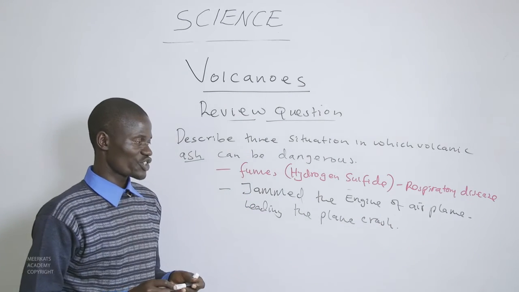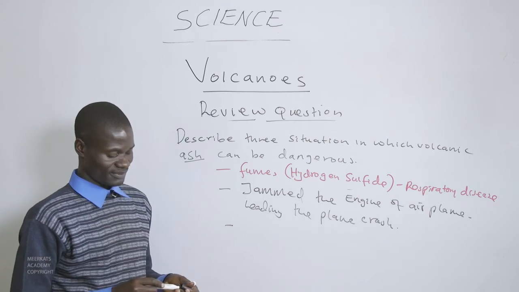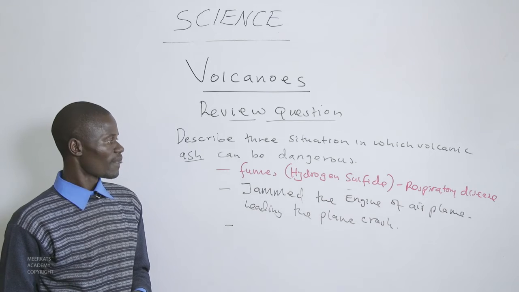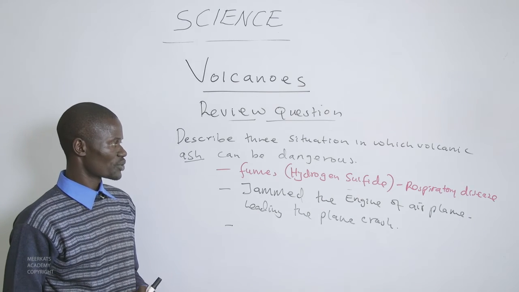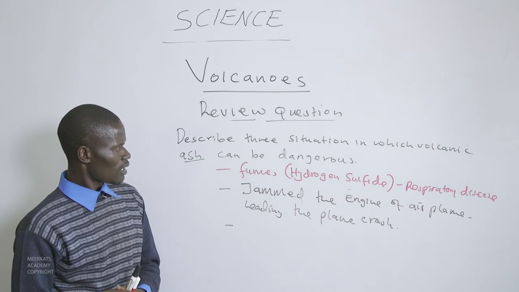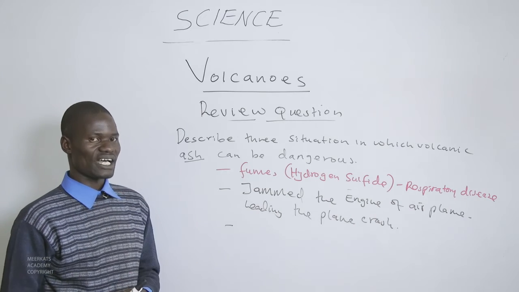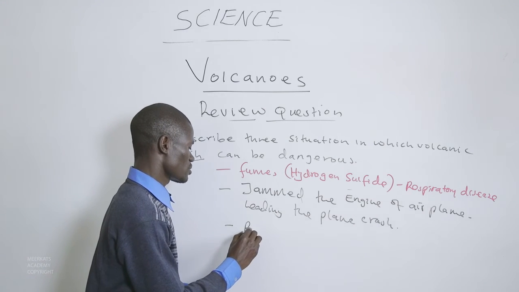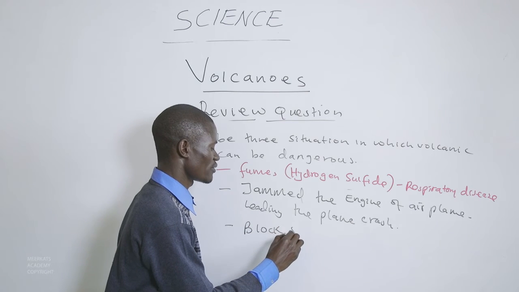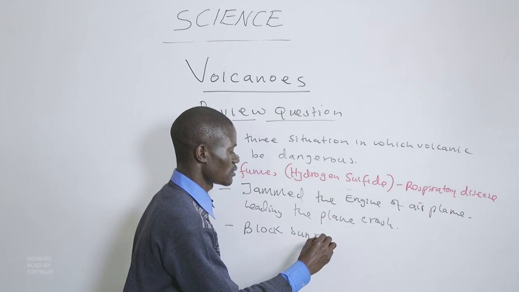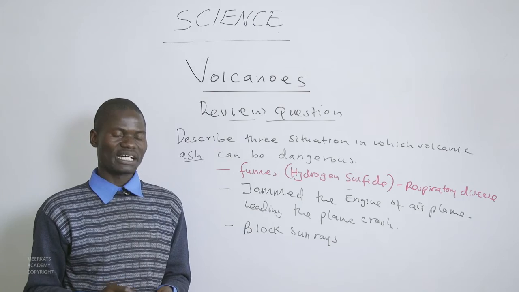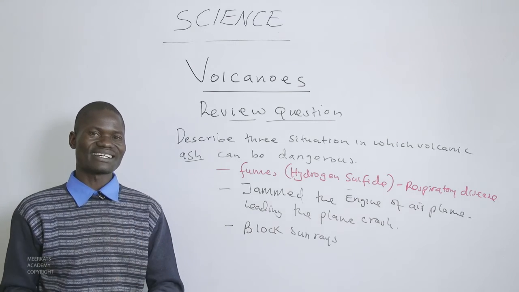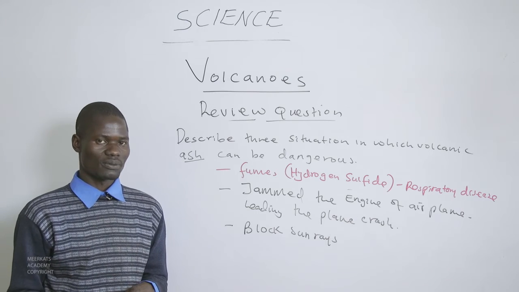And when the plane crashes, what happens? When the plane crashes, people will die. Lastly, the third situation: when volcanic ash is emitted into the air, it blocks sun rays from reaching some parts of the Earth's surface, and therefore alters the temperature in that region.